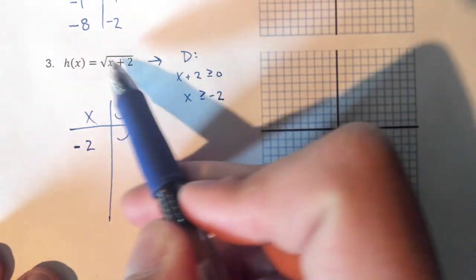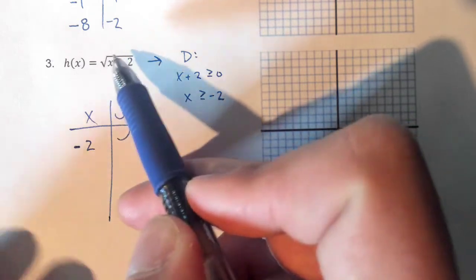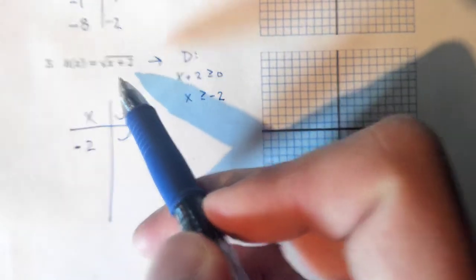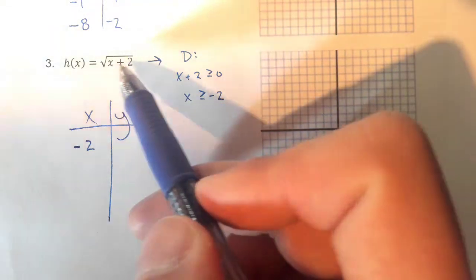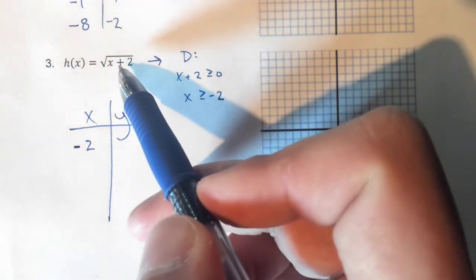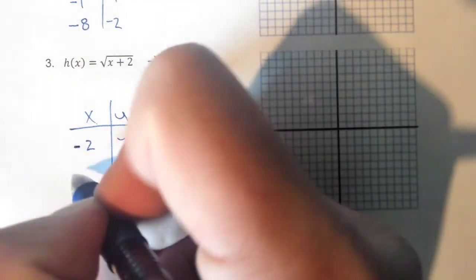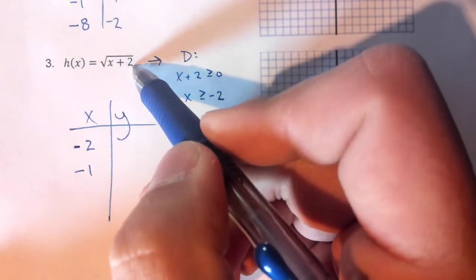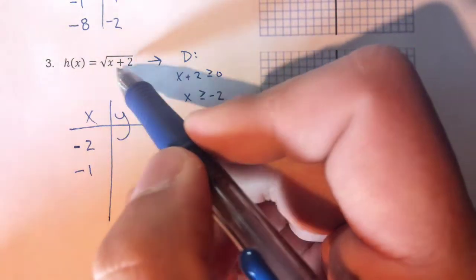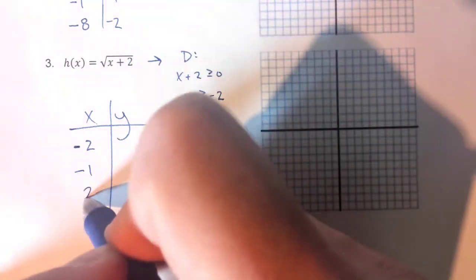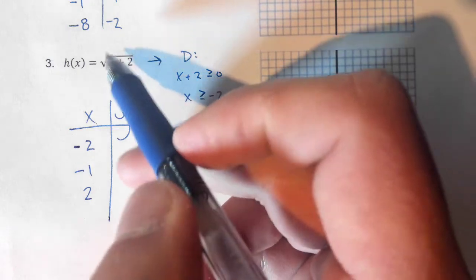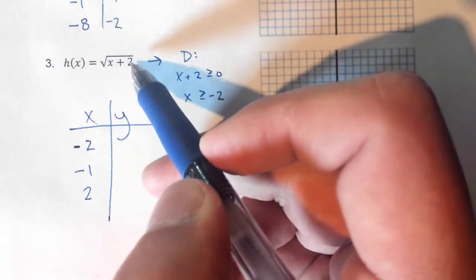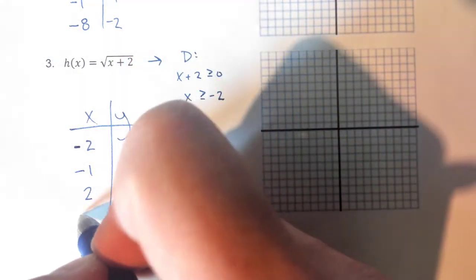So we're definitely going to pick negative 2 because that's going to produce 0 in that square root. We also need to make 1. So what number plus 2 is 1? Well, that would be negative 1. And then what's another perfect square? 4. How do I make 4 under that radical? Well, 2 would make 4. And then what number makes the next perfect square? 9. 7 plus 2 is 9, so I'd pick 7.